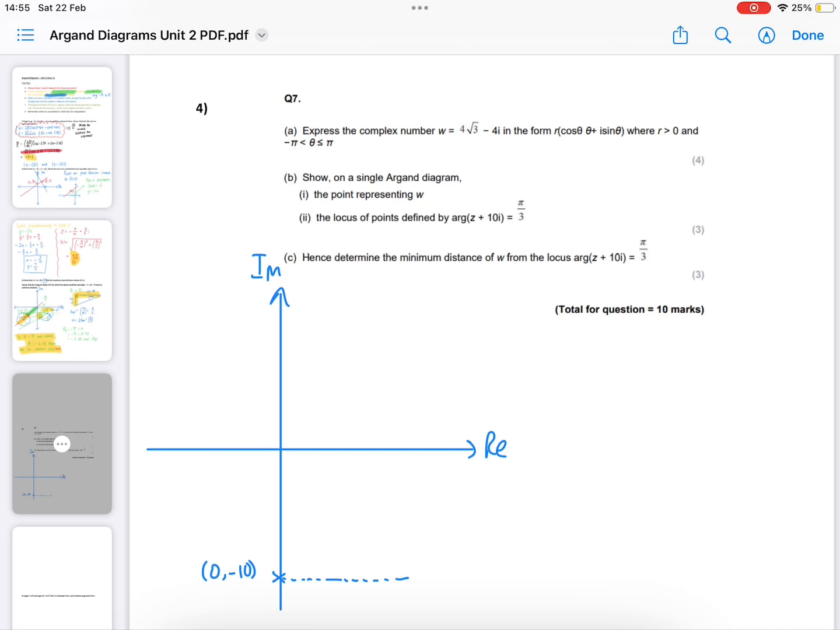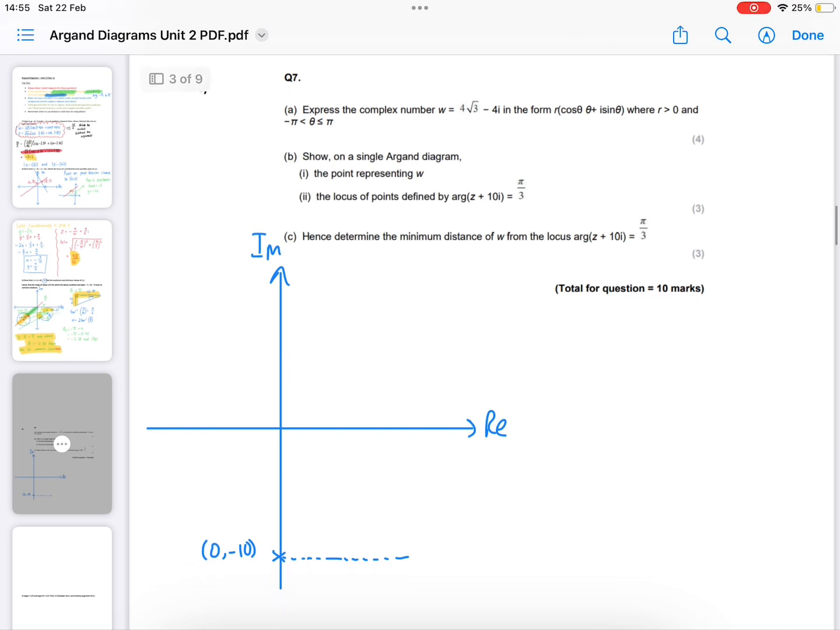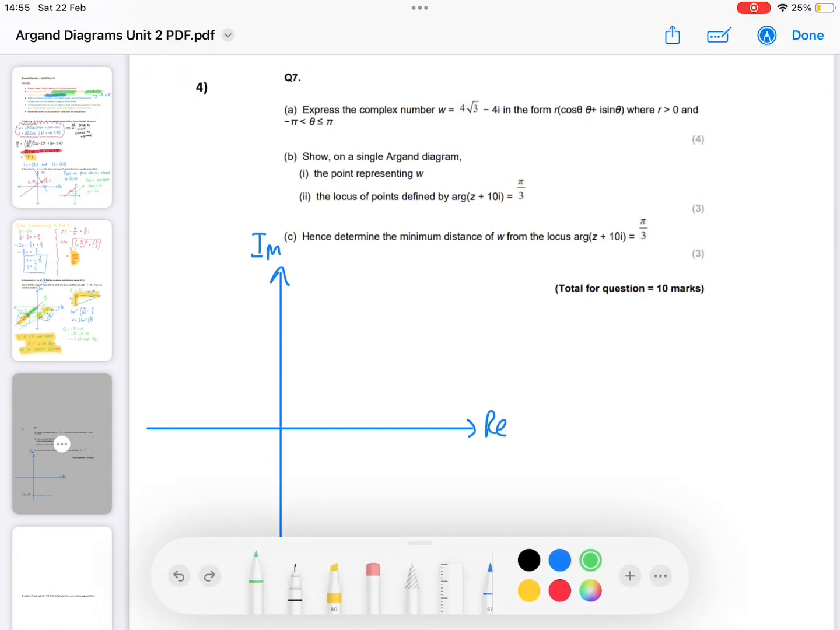So moving on to the next question, we've been asked to start by expressing the complex number 4 root 3 minus 4i in modulus argument form. And this bit here just means the principal argument. So we need the argument to be in the range minus pi to pi.